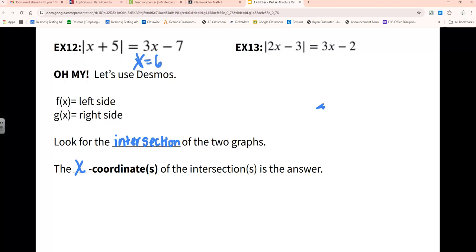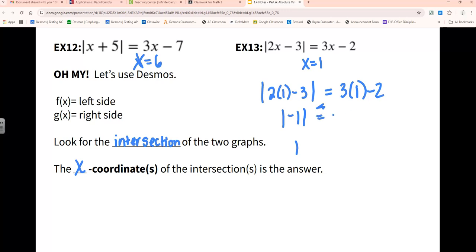for that first one. I think most everybody has done the second one. What were you guys getting? 1. Caden over here was kind of guessing and checking it. That works if you have the right answer. So 1's a pretty easy answer. If you do 2 times 1 minus 3, absolute value, that's absolute value of negative 1, it's just 1. Over here, if I do 3 times 1 minus 2, that's 3 minus 2, that's also 1, so 1 has to be the answer. That's fine, that works.